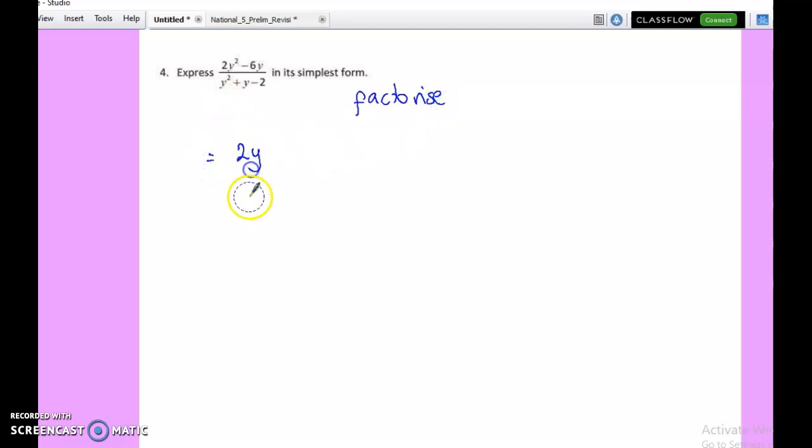Looking at the top, there is a common factor of 2y. That leaves me with y minus 3. Looking at the bottom, if you need to do some work, if you're factorising, you can do it over at the side. I've got y squared plus y minus 2.